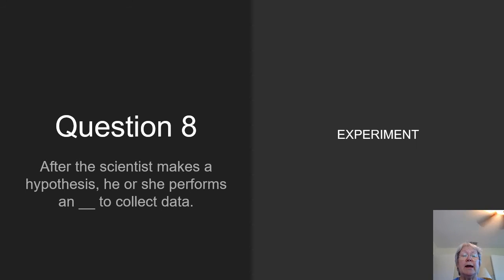Question number 8. After a scientist makes a hypothesis, he or she performs an experiment to collect data. And data is information. We'll talk about that in just a second.